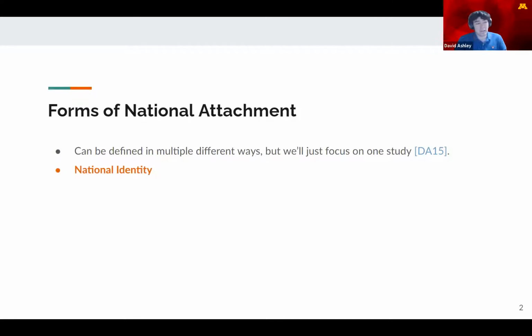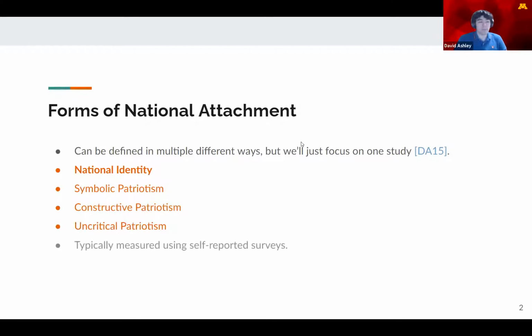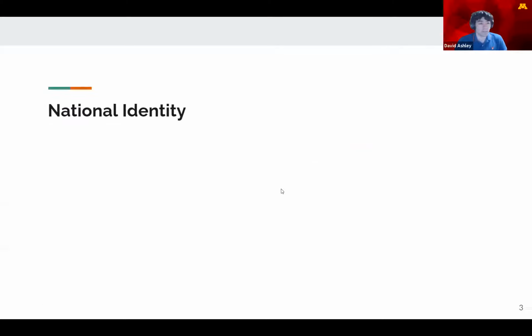So here we have national identity, which I'll go into more detail later, symbolic patriotism, constructive patriotism, and uncritical patriotism. These are typically measured using self-reported surveys. I'll just focus on national identity for now, but feel free to ask if we can look into the other definitions, since I mostly cut those for time.